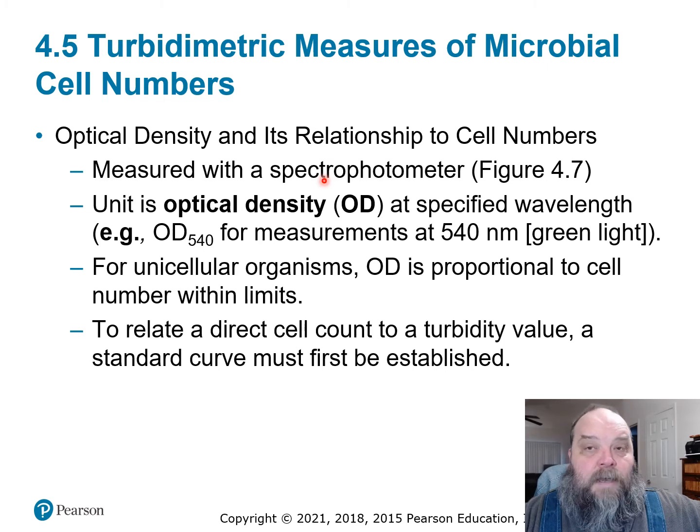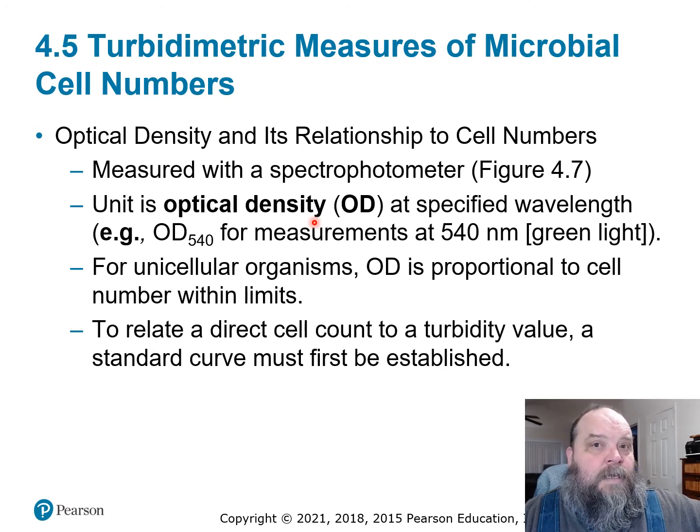They use a spectrophotometer. They can figure out the OD, the optical density, at 540 nanometers. Turns out the higher the OD number, the absorbance, how much light got scattered, correlates to the number of bacterial cells present. Oh, this is kind of cool.